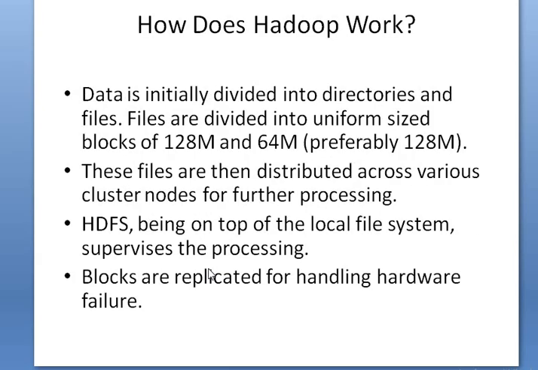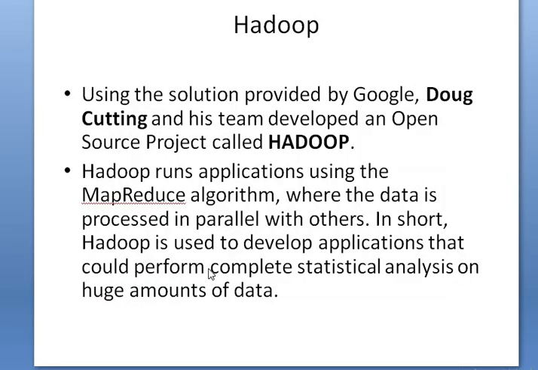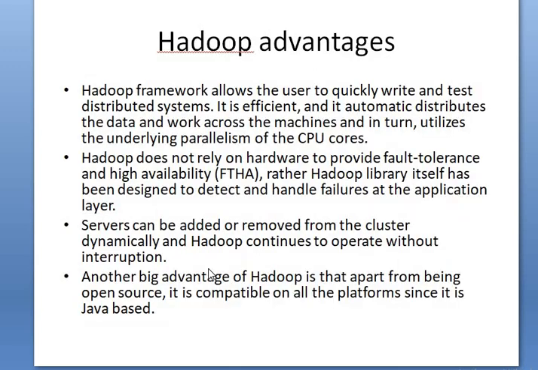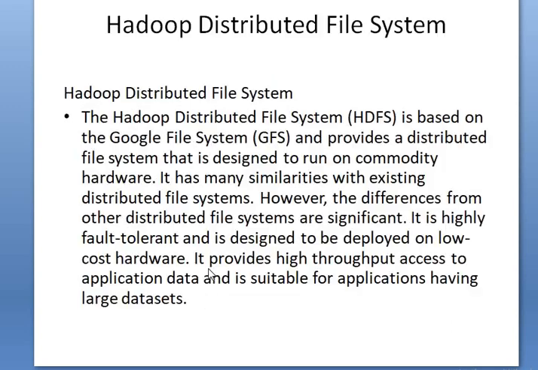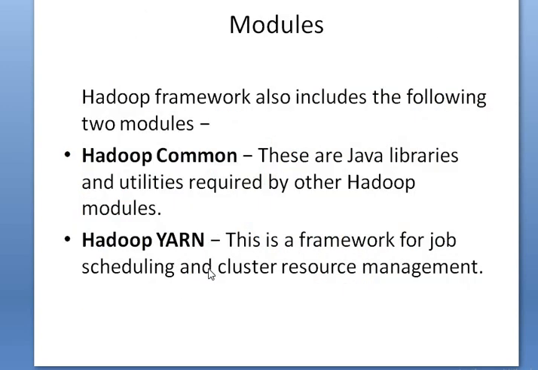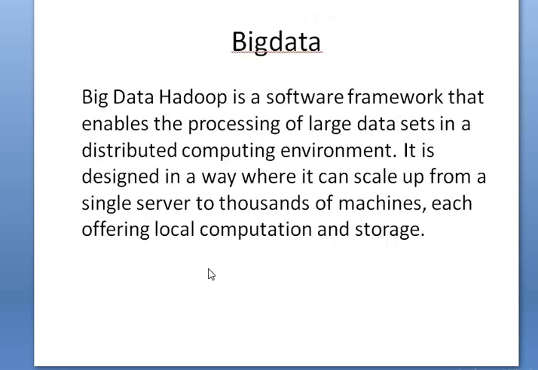Okay, so far we are dealing with what is Hadoop, advantages, traditional approach, Hadoop framework, Hadoop advantages, its architecture, its layers, MapReduce algorithm, how it is working, its modules. Now we are going to see the another part, big data.